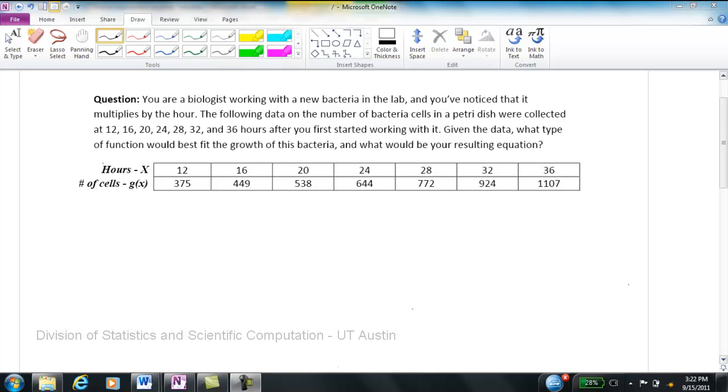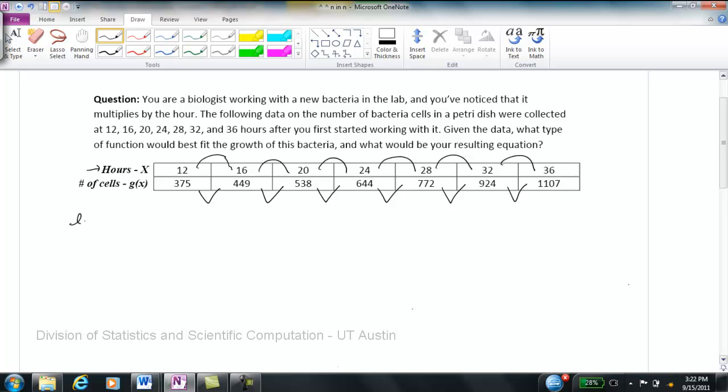Given the data, what type of function would best fit the growth of this bacteria, and what would be your resulting equation? Alright, so we've got the number of hours here, and the first thing you might notice is that we don't have 1, 2, 3, 4 hours, but the good news is we do have equal intervals. So each of these intervals is 4 hours long. They didn't collect the data every single hour, but they're even, which means I can use the difference between the number of cells here to try and determine what type of growth we're looking for.